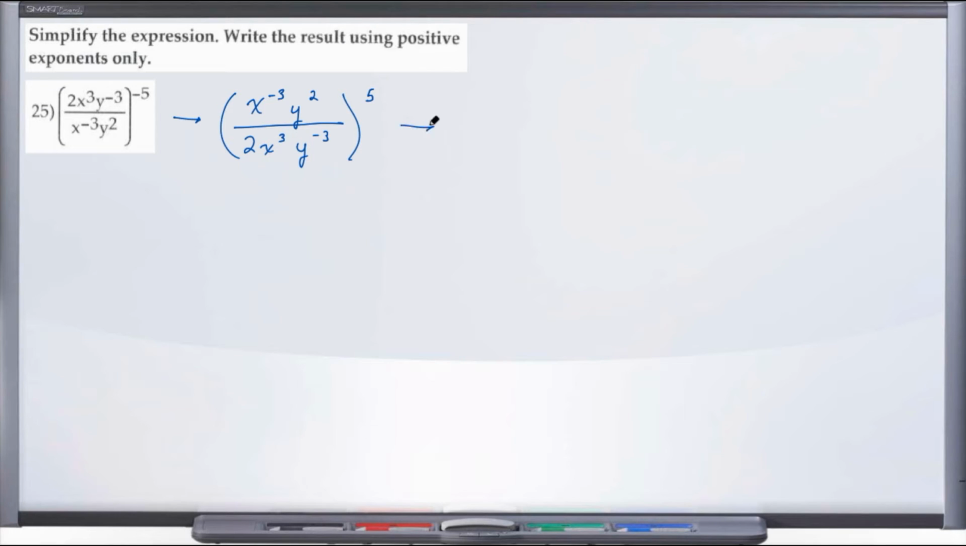And now that we've flipped and we have a positive 5 that is in control over this whole fraction, we're going to go through and, just like we did in a previous question, apply the power to a power. So in the numerator, we're going to have x, and with power to a power, we know we multiply. So this is negative 3 to the fifth, y to the 2 to the fifth, over 2 to the fifth, x to the third to the fifth, and then y negative 3 times 5.